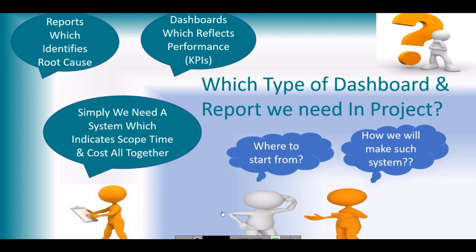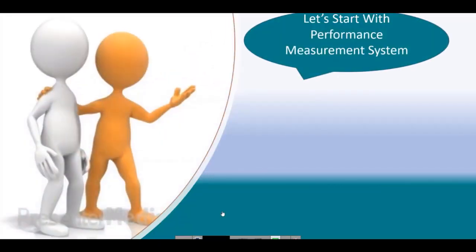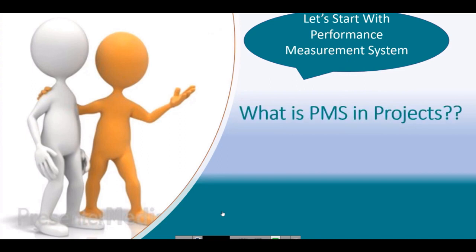So we definitely need to know what data structuring we have done and what data modeling we have done. So we need to see where to start from and what we need to do. Let's start with the performance measurement system. We need to understand the concept of the performance measurement system. What is PMS in projects? PMS is a process which provides many key performance indicators.